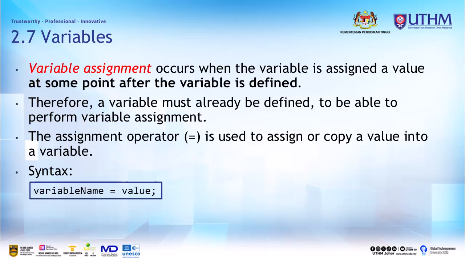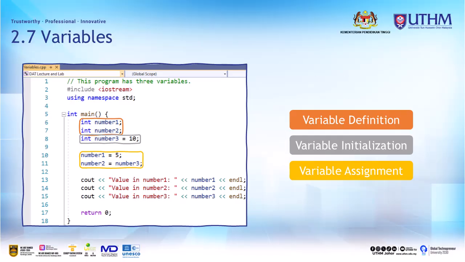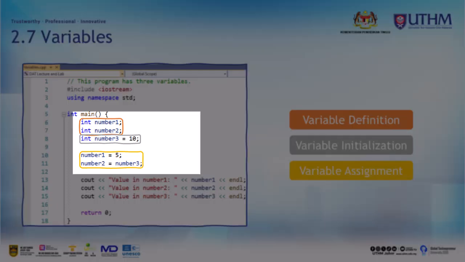Variable assignment happens when a value is given to a variable after it is defined. Please remember that the variable must exist before assignment and an equal sign is used to assign a value. The syntax is shown on the slide. The slide provides examples of how variables are defined, initialized, and assigned values in a program.